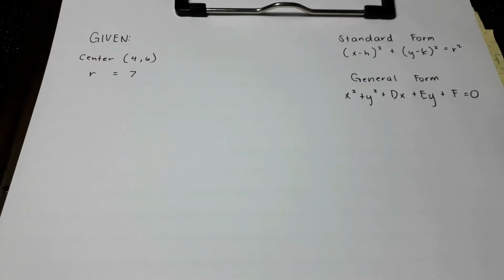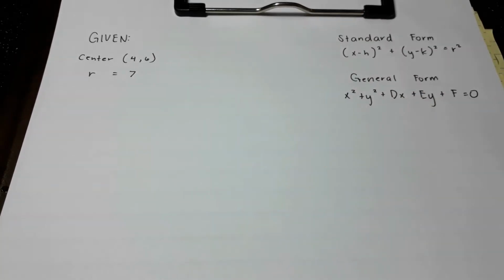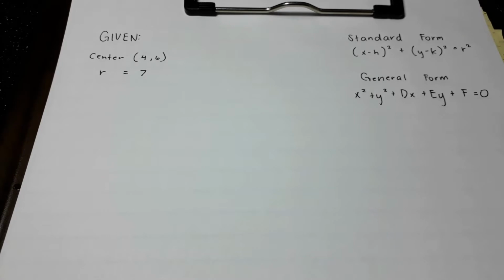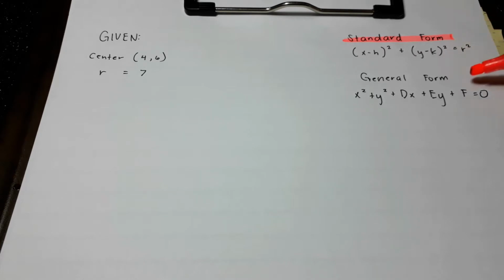Okay, so now we are here to determine the general equation of the circle given the center and the radius. First of all, we must know the two forms of the circle: the standard form and the general form. To get the general equation of the circle, we must first use the standard form equation, then convert it to the general form. Now let us start to solve this given problem.